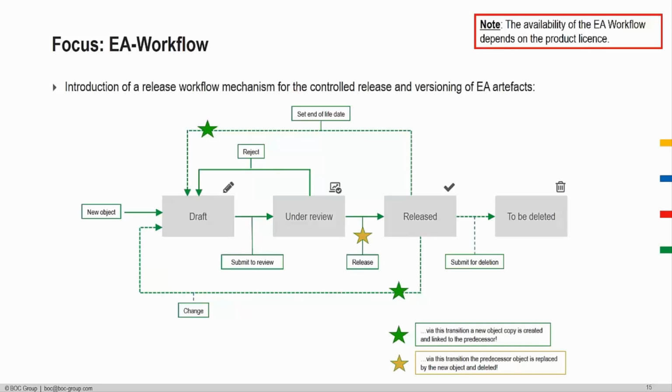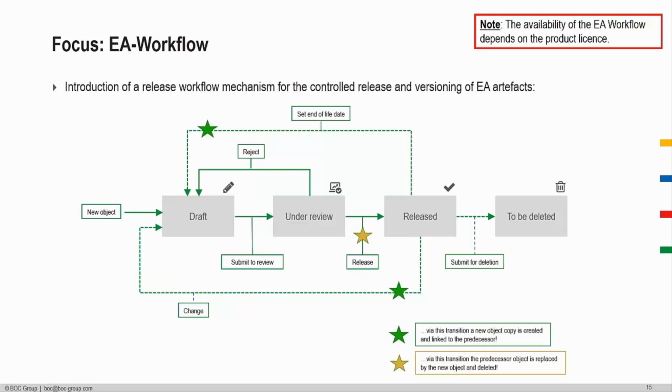So the states that the object can have are draft, under review, released, or to be deleted. So you can see when maybe an object isn't required anymore, it can be proposed to be deleted. It remains in that state though until the architect actually goes in and finally removes the object from the repository. So it could be the case that it won't actually be deleted, it could be maintained for a longer period of time.